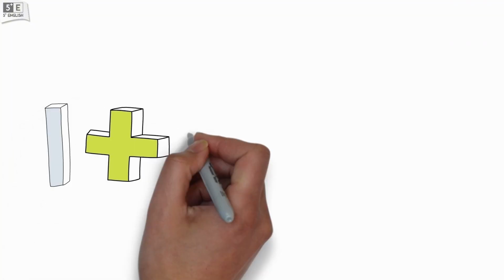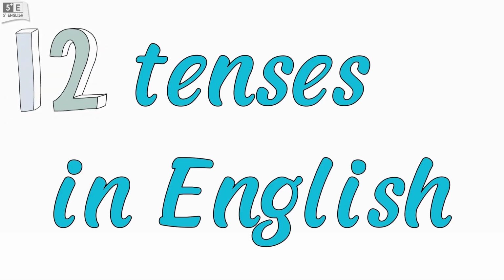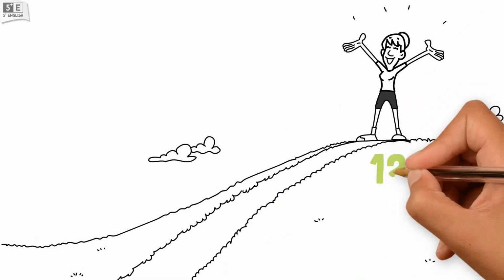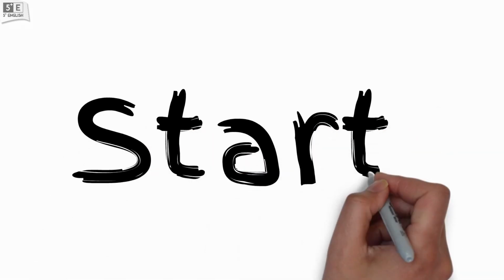Okay, so 1 plus 2 equals what? Of course, it's 3. That's too easy. The formulas for the 12 English tenses are just as simple as this math problem. We are going to conquer these 12 formulas in 9 minutes using addition. Prepare your paper and pen to take notes on what you need to remember. 9 minutes of learning is starting now.